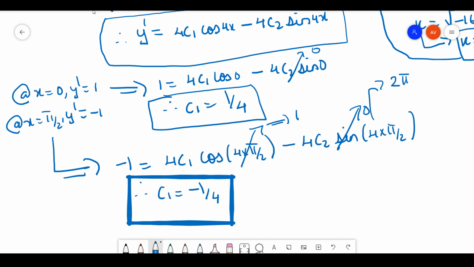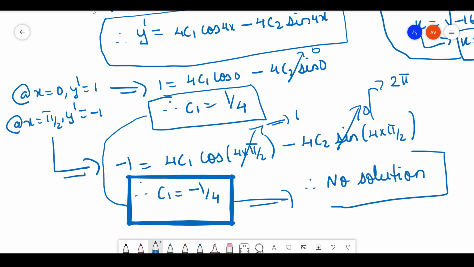Now you see that for c1 you are getting two different values, which is not possible. Therefore the solution does not exist. So there is no solution for this particular boundary condition. So this is your answer.